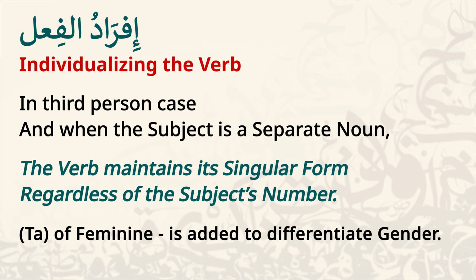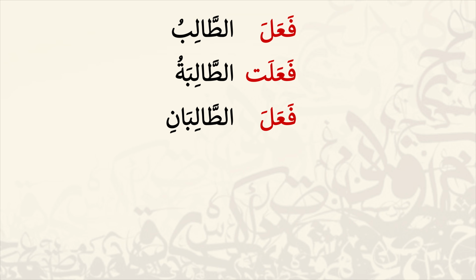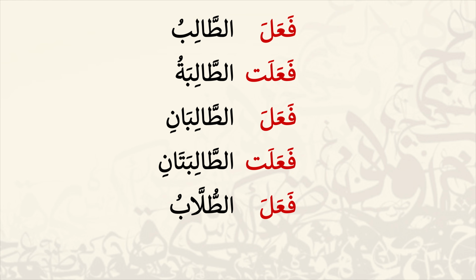Let's take this word, الطالب, and derive its 6 forms based on number and gender. So when the verb comes first, it will be in singular form. فعل الطالب، فعلت الطالبة، فعل الطالبان، فعلت الطالبتان، فعل الطلاب, and فعلت الطالبات. These are complete verbal sentences.